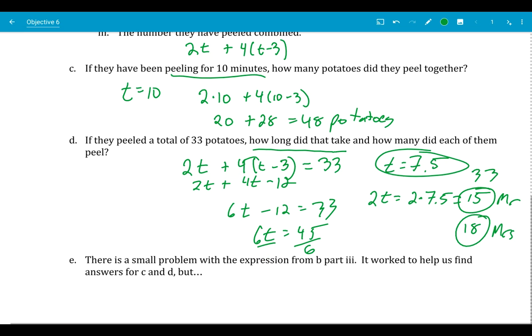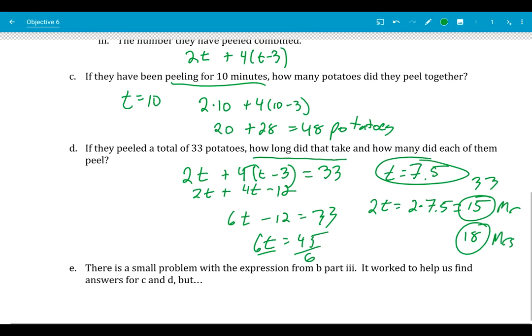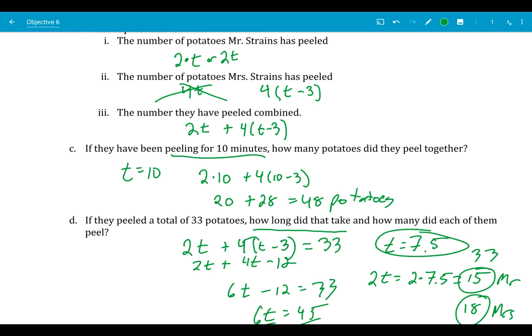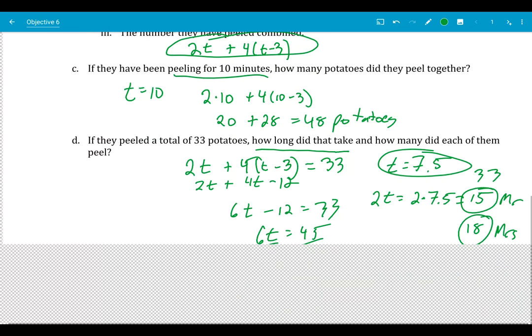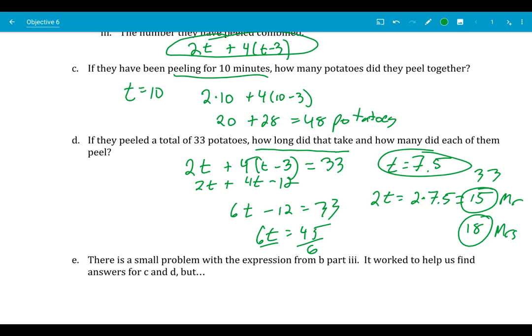Now, there's a small problem with the expression for part B, part 3. I'm talking about this right here. This expression represents the number of potatoes peeled combined. It really didn't become a problem anywhere that we saw it, but if you really think about it, there's kind of a problem with that expression. I want you to think about that tonight and be ready next time we meet to talk about what the potential problem with that expression might be. Again, it won't happen in all situations, but in certain situations, there's a problem with that expression.